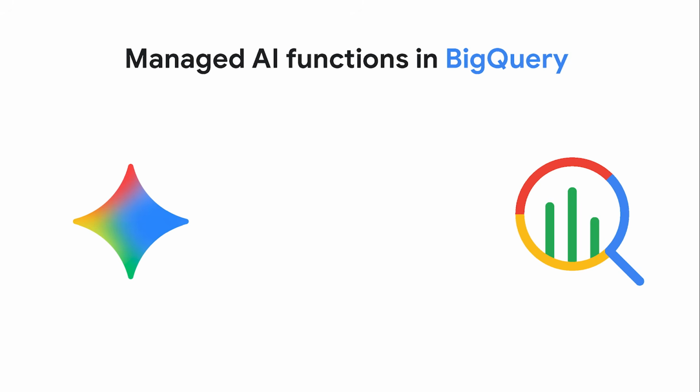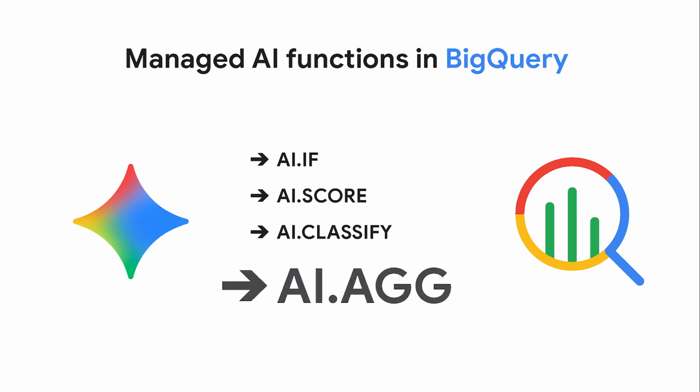data at once. You may already be familiar with our scalar functions, like AI.if for filtering, AI.score for rating, or AI.classify for classification. These are incredibly effective for row-level analysis. But as your data grows, you often need to step back from individual rows to understand the bigger picture within a group. That's where the AI.AGG function comes in.